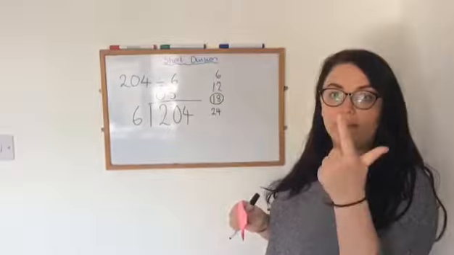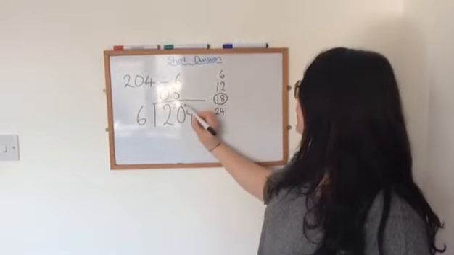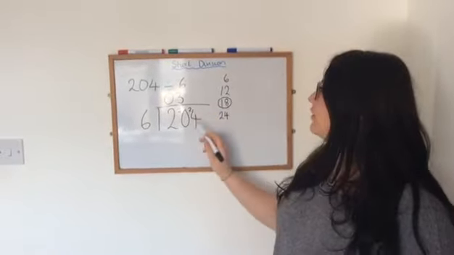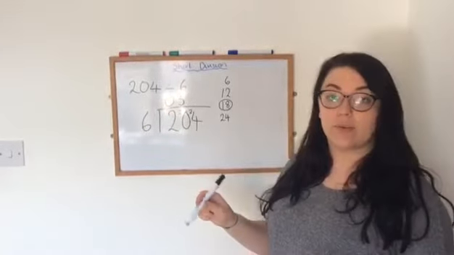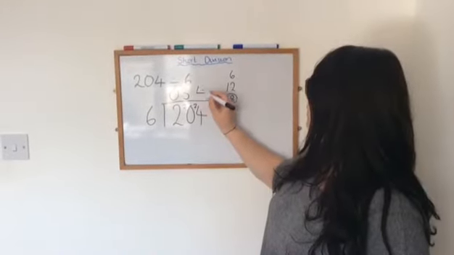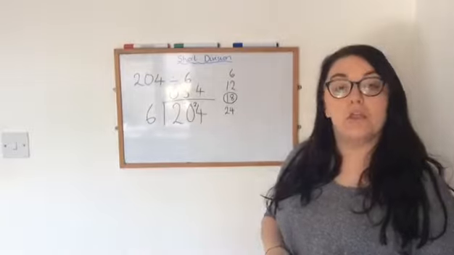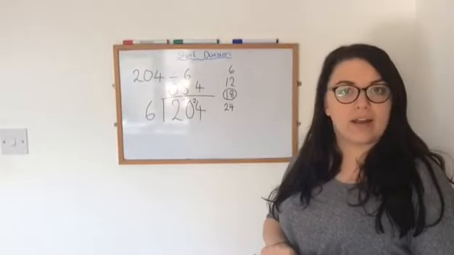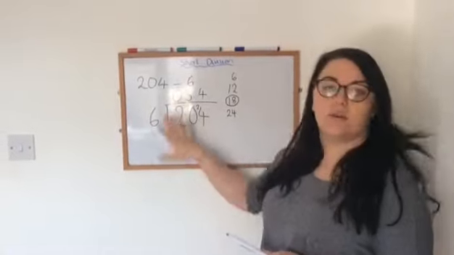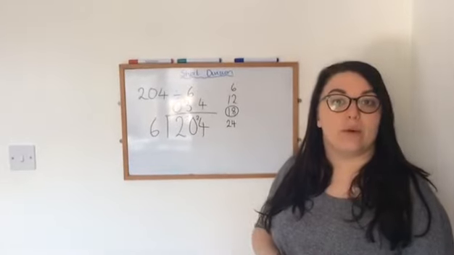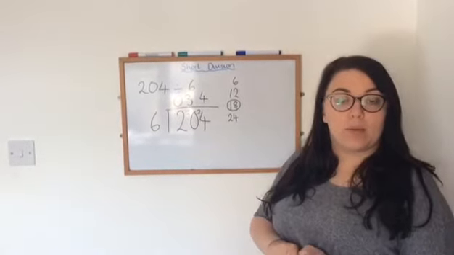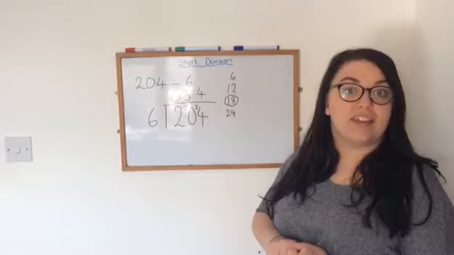So 19, 20. You have 2 left over, so you carry that 2 over to make 24. How many 6's go into 24? 4. So the answer would have been 34. Check whether you got that right. If you didn't, go through the workings out again and see whether you can see where you went wrong. We're going to move on in a moment to remainders with decimals.